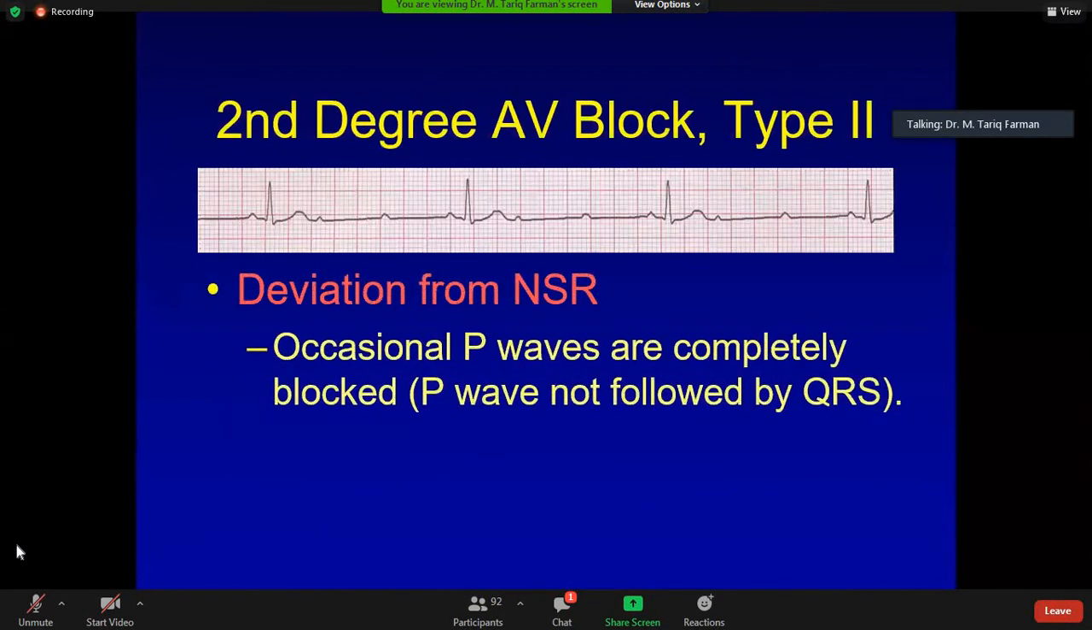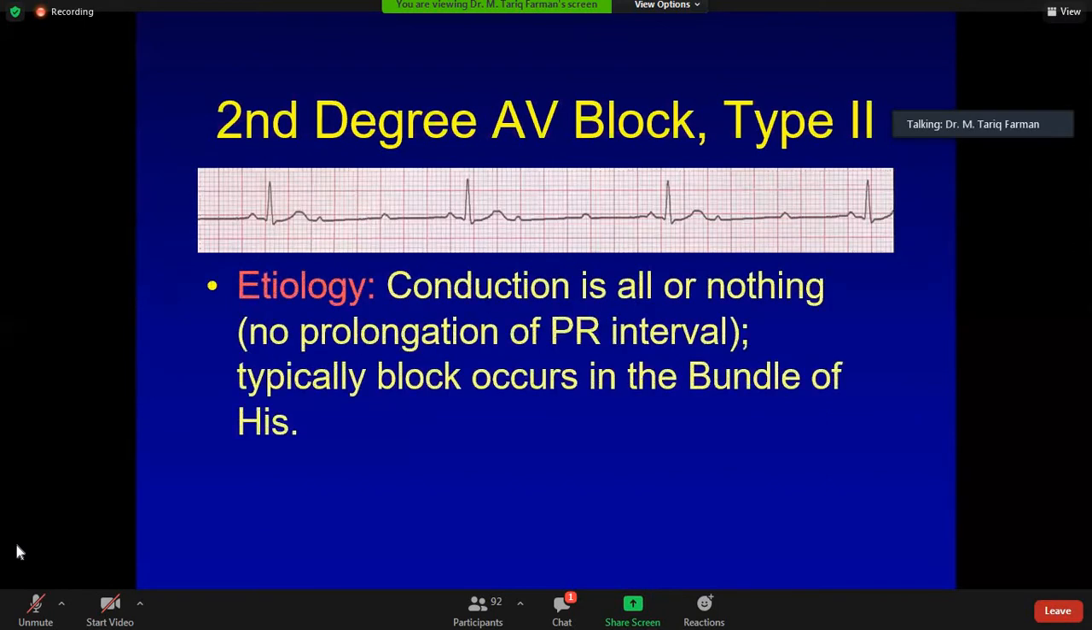Deviation from a normal sinus rhythm, occasional P waves are completely blocked, P wave not followed by QRS. Conduction is all or nothing. No prolongation of the PR interval. Typically, the block occurs in the bundle of His.